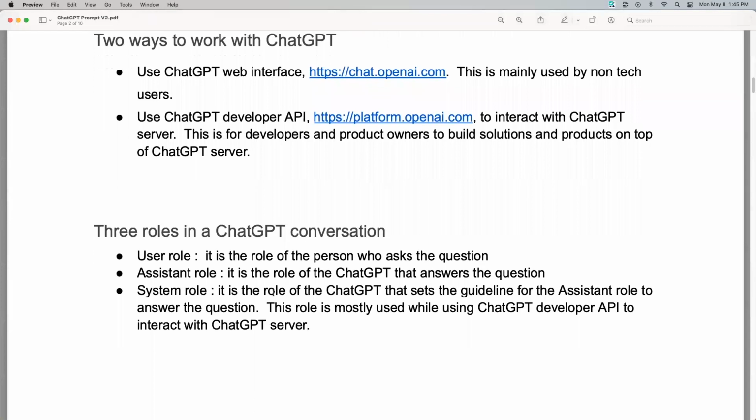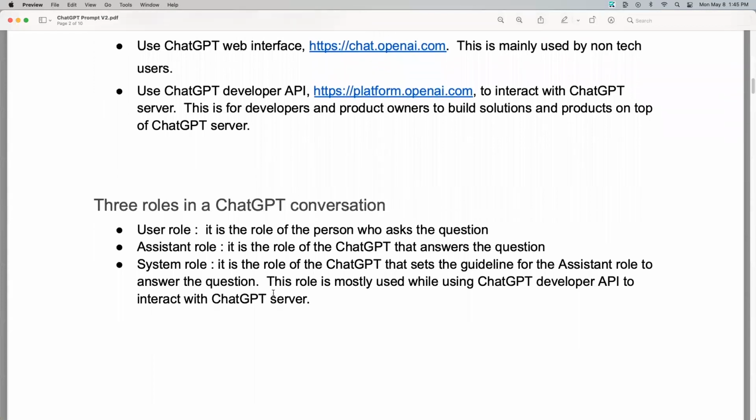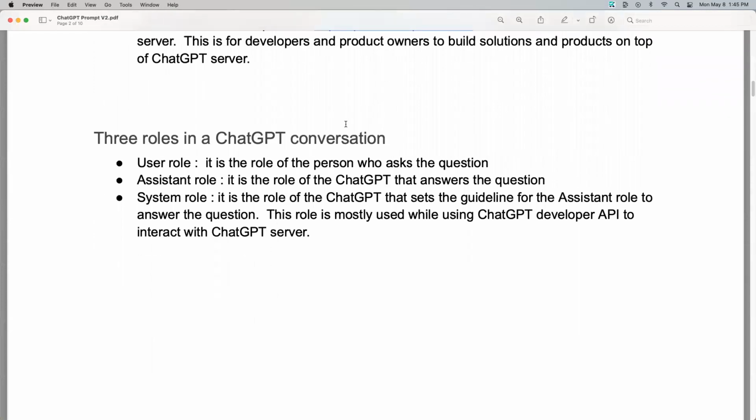Okay, let's move on and talk about when you have a conversation with ChatGPT, there are actually three roles. One is the user role. The user role is the role of the person who asks the question. The second role is called the assistant role. It's the role of the ChatGPT that answers your question. So behind the scenes of ChatGPT, there's an assistant role that will answer the question.